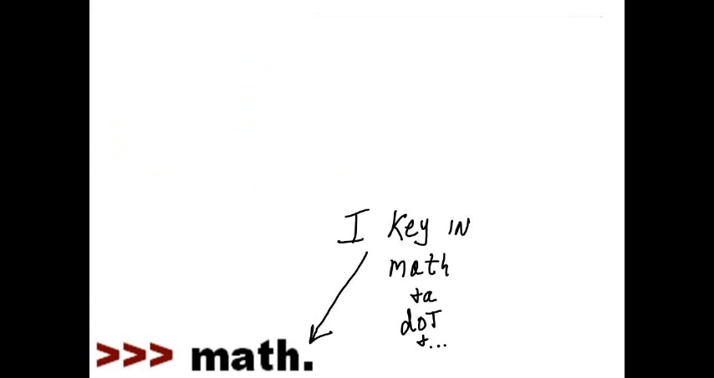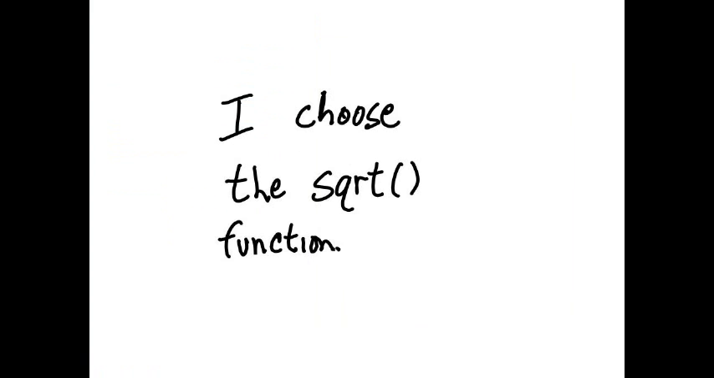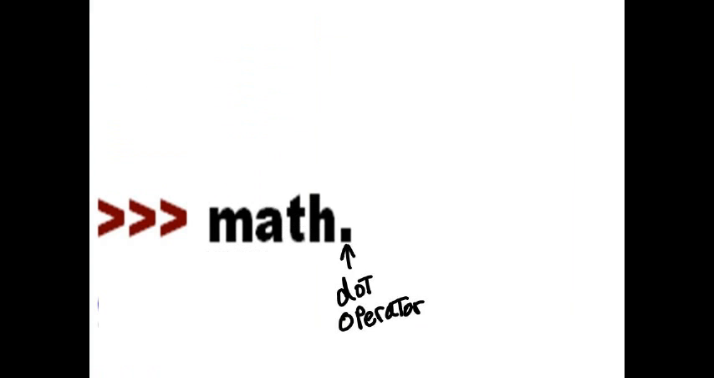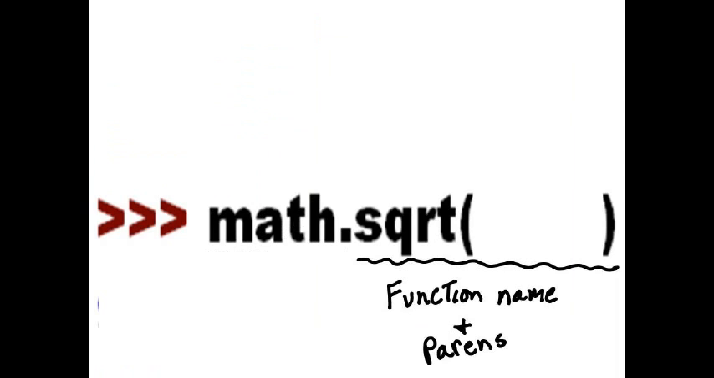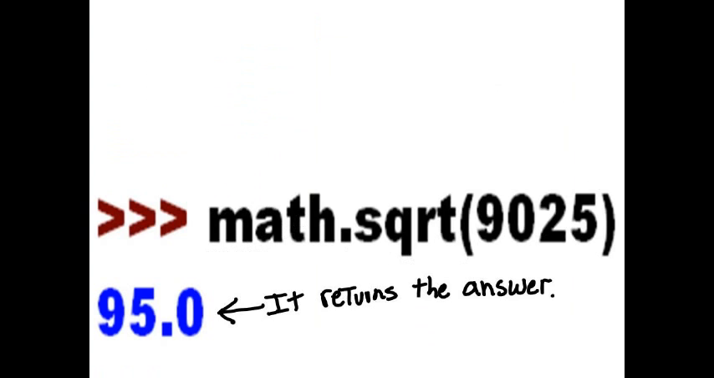So here I key in math and a dot. And bingo, this pops up. I choose the sqrt function, square root function. So, let me repeat that. I key in math, the library name, and a dot, the dot operator, and the function name I choose, or I key it in, sqrt. I put in this number, where? Inside the parentheses. I hit enter, and it returns the answer. The square root of 9025 is 95.